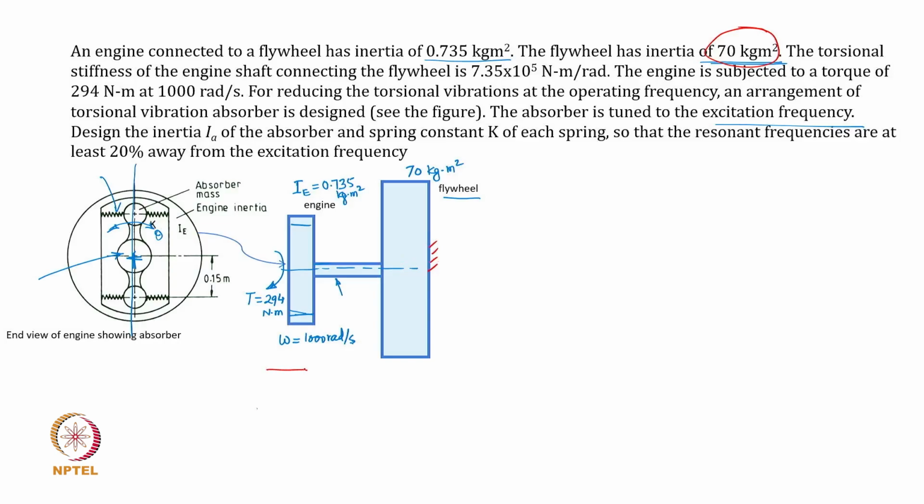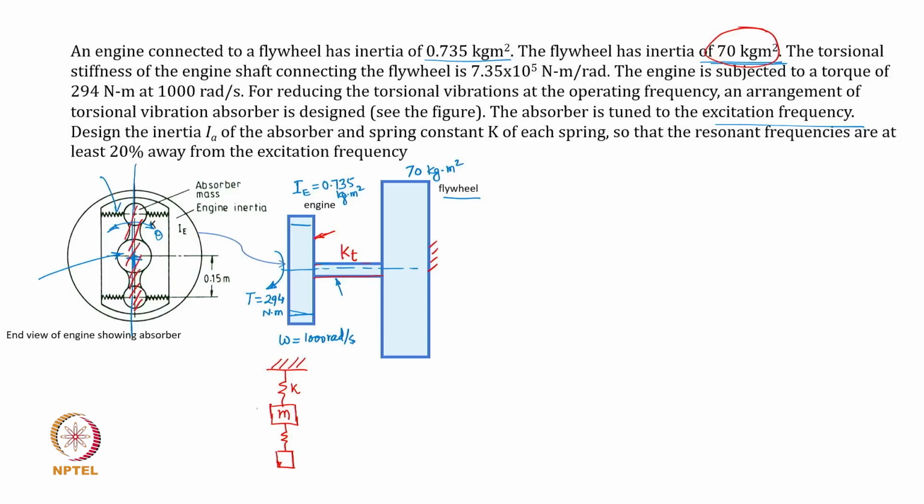The moment I consider the flywheel to be the rigid one, then this torsional stiffness of the crankshaft connecting the engine to the flywheel can be treated like a spring, okay. So this is like K, and it is connected to the engine inertia, right. So this engine inertia is nothing but this mass. And for us, the primary system is this shaft and the engine.